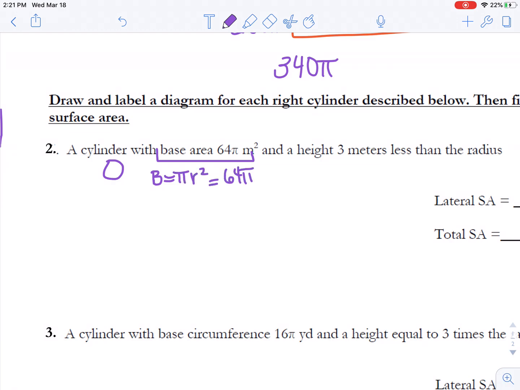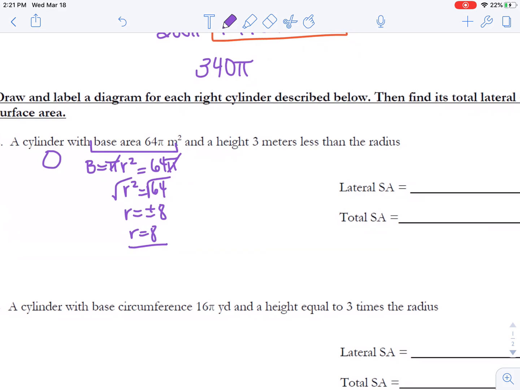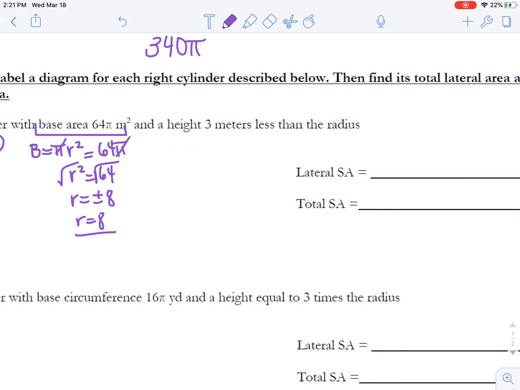So we can divide both sides by pi, and we're left with r squared is 64. We can take the square root of both sides. R is plus or minus 8. Now, r, remember, is the radius of a circle, so our radius can't be negative, so the radius is 8.